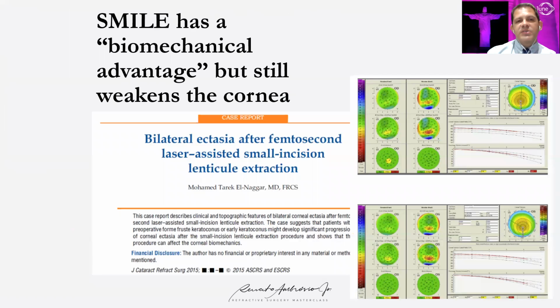Interestingly, we have other cases published with the same scenario, like the SMILE case that developed ectasia, the first publication of ectasia after SMILE, that has a biomechanical advantage, but you still cannot weaken a cornea that is abnormal.